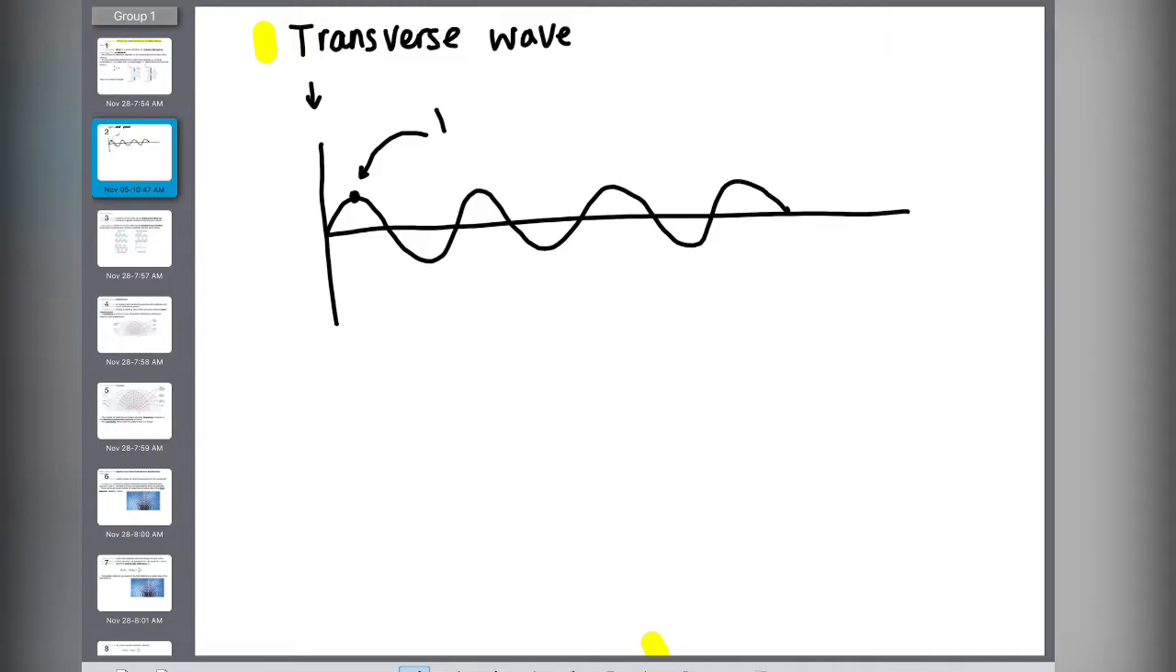The highest point of the peak, we call it the crest. That is when it's highest from the zero equilibrium, when there's no disturbance, we call it zero. That's the highest point. The lowest point is called the trough.